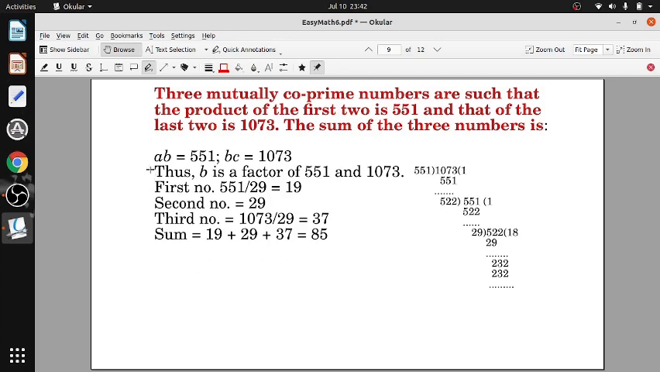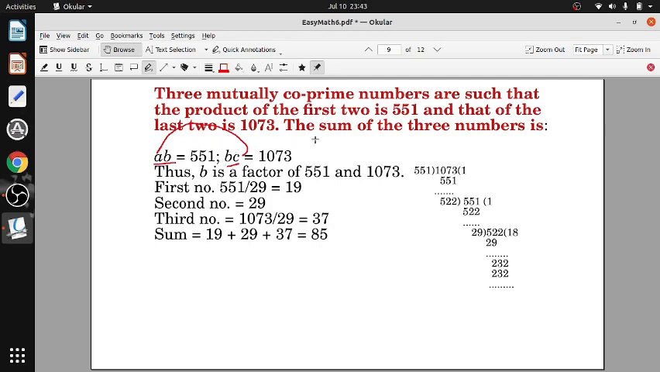So first number A, second number B, third number C. So the product of the first two numbers, A into B, is 551, and the product of the last two numbers, that is B into C. अब B दोनों में है. A into B, B into C. So B is present in both.